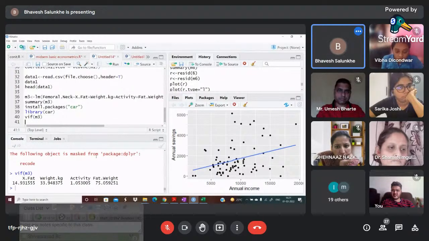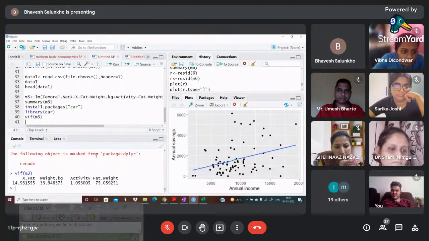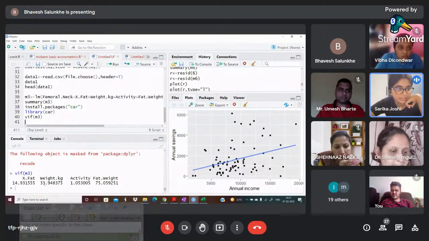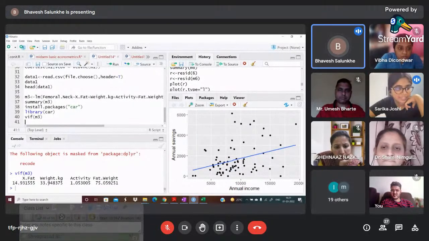Now you tell me which is the serious problem in this output. Which variable is actually highly correlated with the remaining variables? Fat-weight is the interaction term, so just ignore this. From these three variables, activity, weight, and fat, you mentioned that values of 5 or 10 and above are problems. So fat and weight are highly correlated with the other variables.